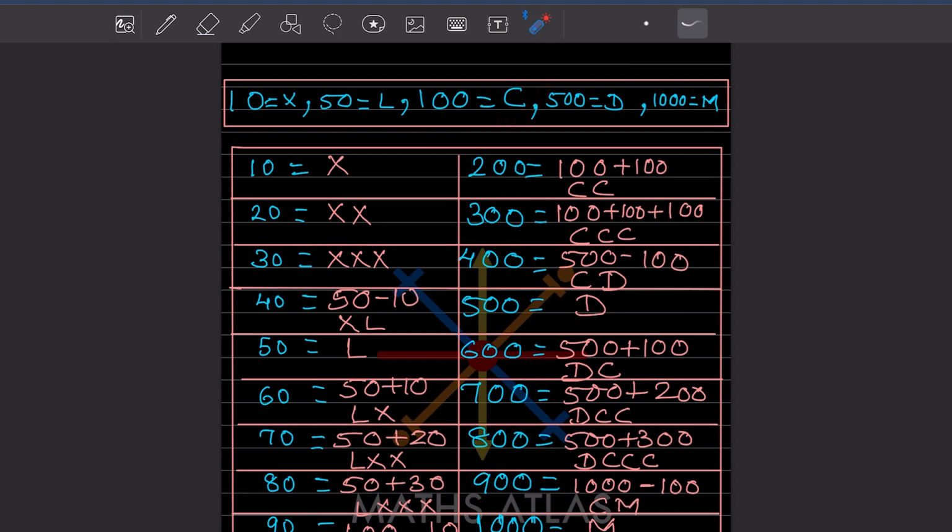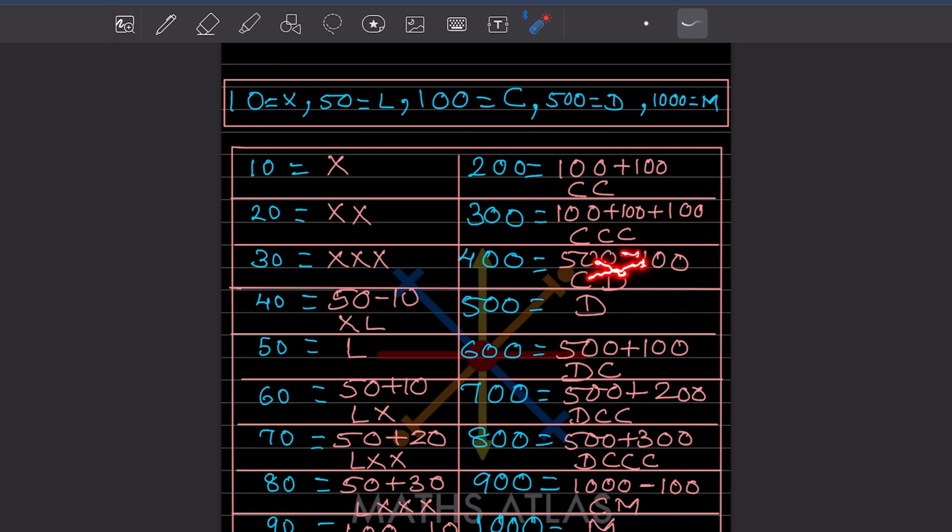Now look at here. 200 means you can write 100 plus 100. So you know 100 is C, so this 100 and this 100 means CC. Okay, 300 is 100 plus 100 plus 100, so CCC. Now see, this is 3 times, so we cannot make the next one CCCC for 400. So now 400 we can write as 500 minus 100.